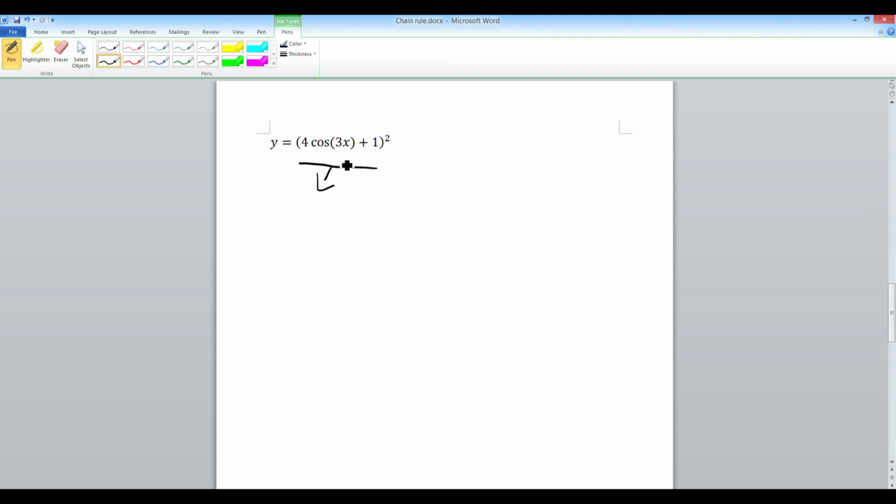So let's think about the inside part here. So 4 cosine 3x plus 1. The derivative of 4 cosine, so 4 is a constant, it will stay the same, multiplied with the derivative of cosine 3x. This is a composite function. So the derivative of what is inside, 3x, derivative is 3, multiplied with the derivative of my function. So the derivative of cosine is negative, let's put the negative here in front, negative sine of this something, and this something is 3x. So the derivative of the inside is going to be negative 12 sine 3x. This is just the derivative of the inside part.